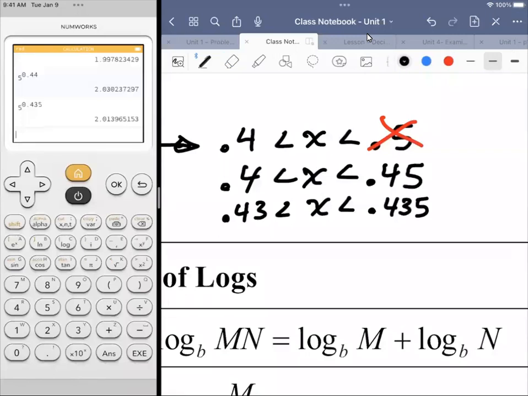So now I'll split the difference again between 0.430 and 0.435. I could say maybe it's 0.4325. I mean, that's right there. So 0.4325. Maybe it's even more precise than that. Maybe I'd say 0.4315.